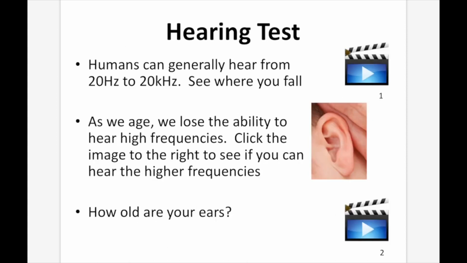Hearing test. So humans can generally hear between 20 Hz and 20 kHz, or 20,000 Hz. So if you watch video 1, you'll be able to see where you fall. As we age, we lose the ability to hear high frequencies. The video that I have set out right here, number 2, is going to show you a different range of frequencies, and you'll be able to see if you can hear the higher frequencies, and then from these frequencies, you'll be able to know about how old your ears are.